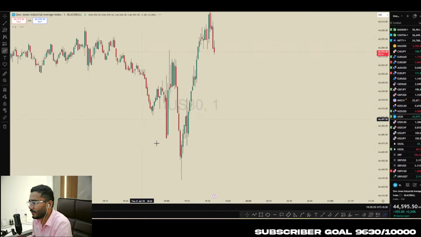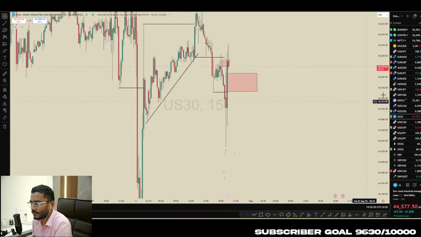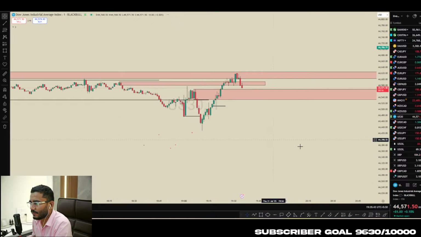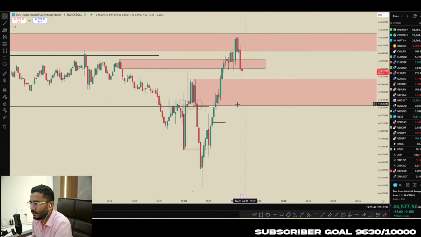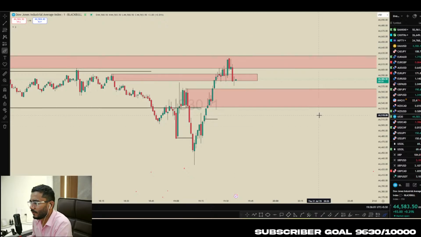The same thing has happened on US 30 where I was looking for a sell side trade. So this structure has been already mitigated. The next high, price tapped this next high, it's continuing downside, but I don't think it will. Here we want price to create a liquidity sweep. Price has not swept any liquidity. It's still continuing higher. So let's wait here.